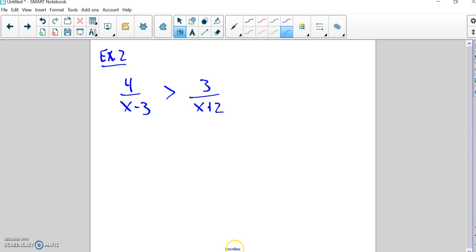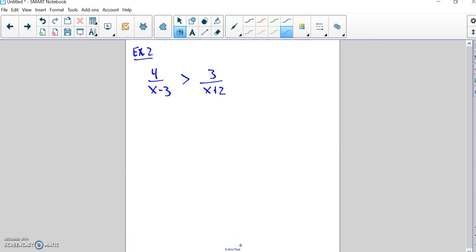So, as I stated on the last problem, one of the first things you need to look for is to make sure the right side is equal to 0, which in this case it is not. So if we want to make the right side equal to 0, our very first step would be to subtract that 3 over x plus 2 from both sides of the equation.